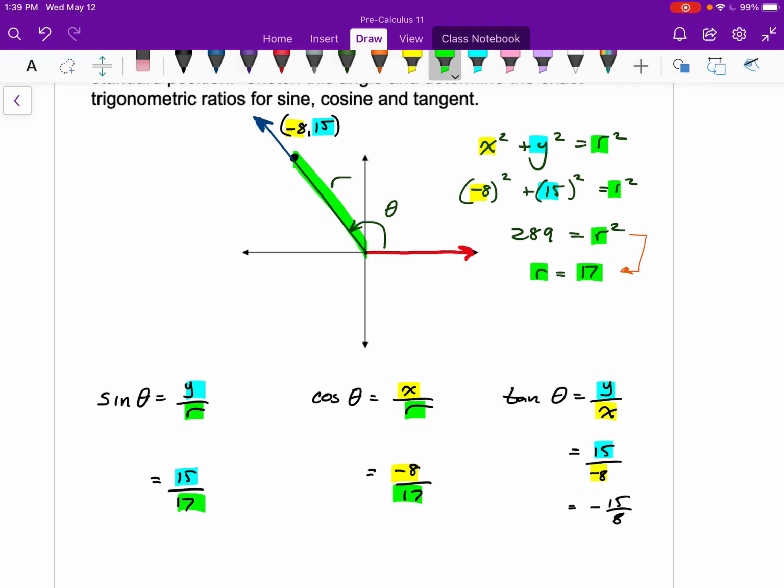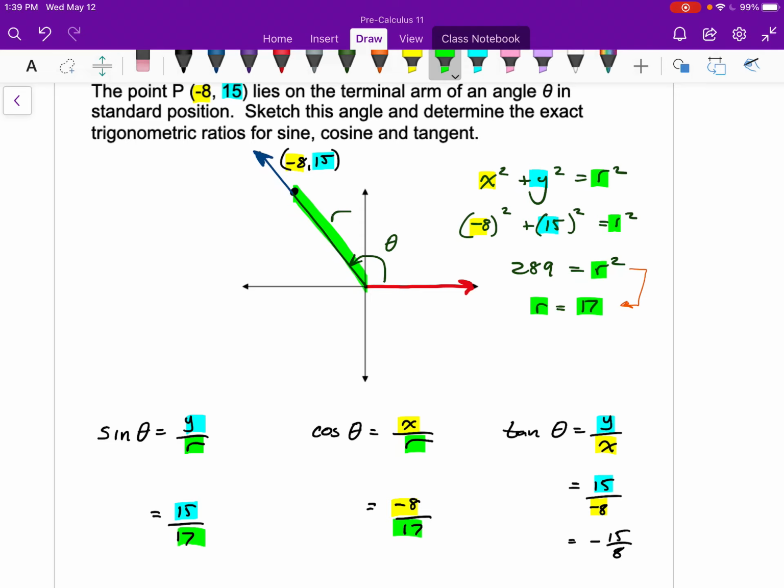So keep in mind, I haven't figured out theta. In fact, I'm not going to. I'm not asked to. I don't know what theta is. I don't know what that angle is, but I know the sine of theta, I know the cosine of theta, I know the tangent of theta.